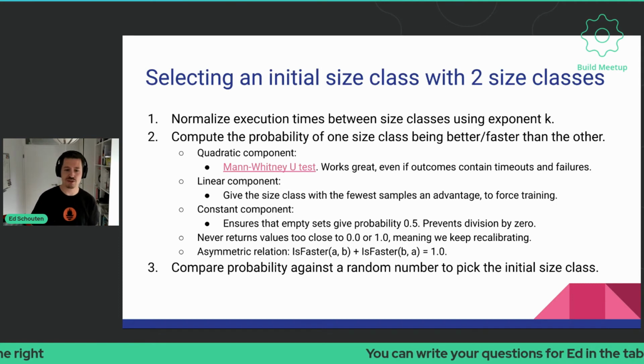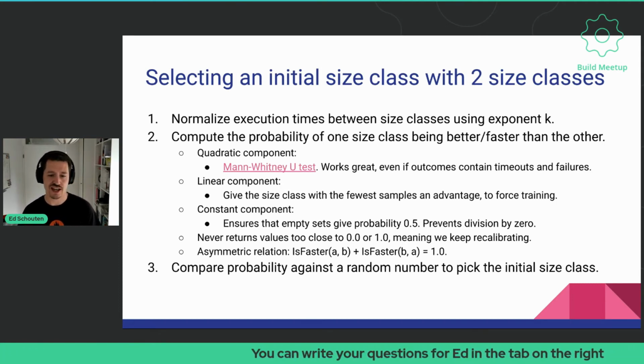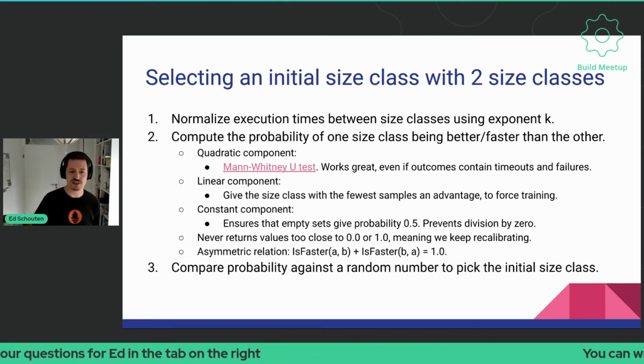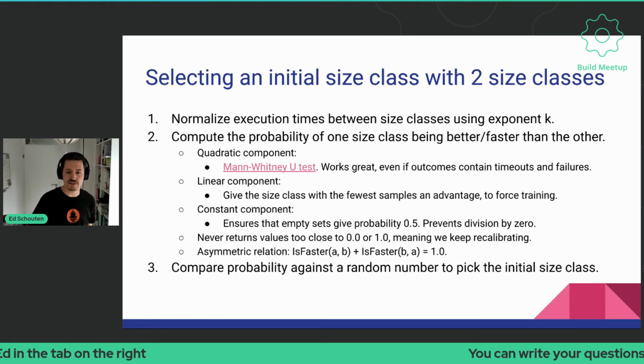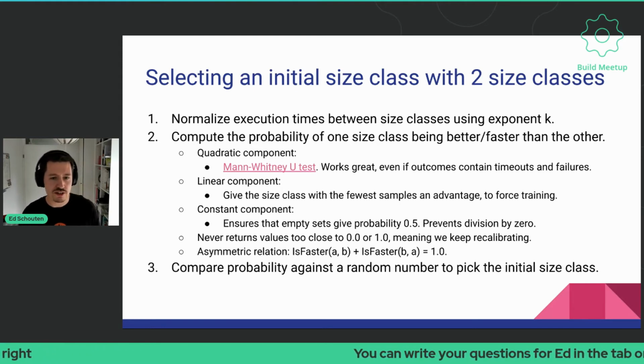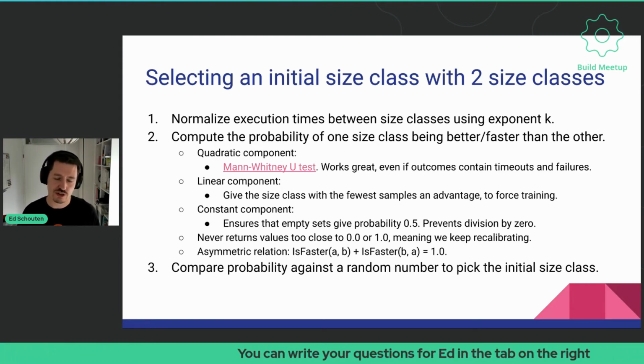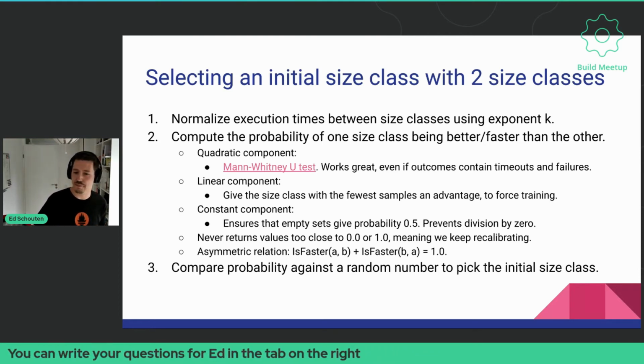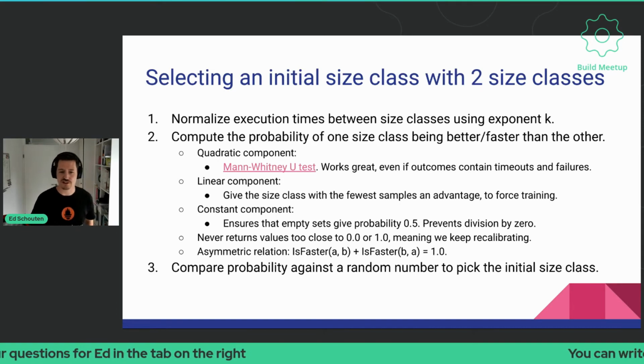And this is an asymmetric relationship, of course. So if A is faster than B, then is-faster(A, B) plus is-faster(B, A) equals one, of course, right? That's the probability, because it's asymmetric. And based on the number that comes out of this probability function, which just gives a number between zero and one, we just pick a random number and compare it against that. Based on that, we pick a certain size class.